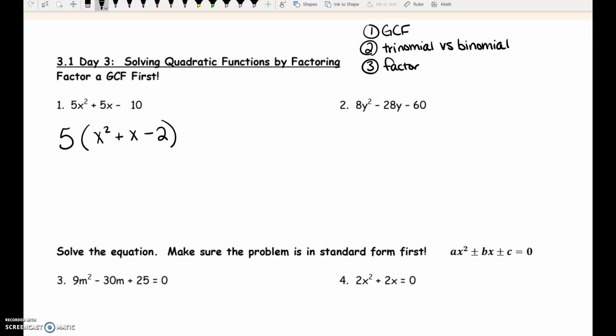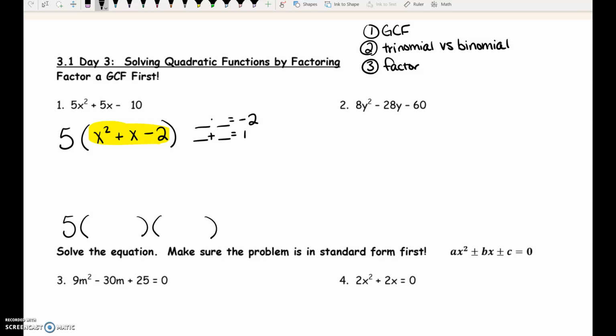Now we're looking at a trinomial, so we're going to ignore the 5 for right now. We just know that the 5 will be in front of our final answer. We need to factor this x squared plus x minus 2. And by factoring out that 5 first, this makes it a lot easier for us because now this is a normal, you've got a 1 in front. So we're looking for 2 numbers that multiply to give us negative 2. Those same numbers need to add up to 1.